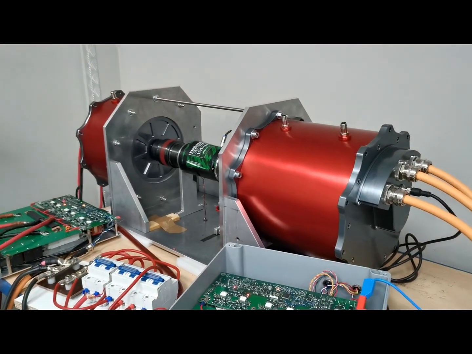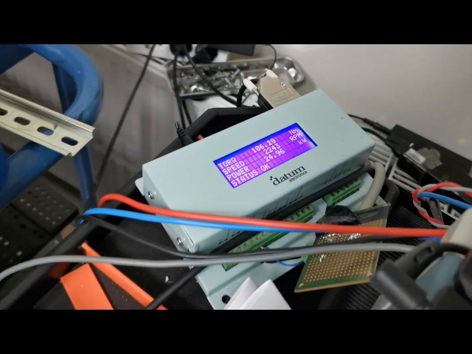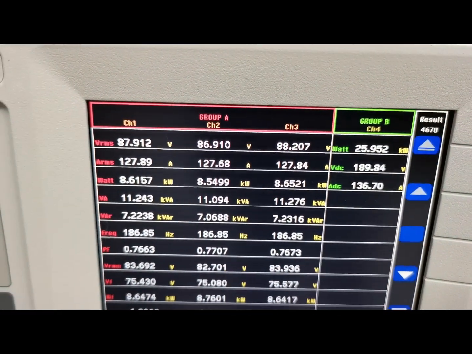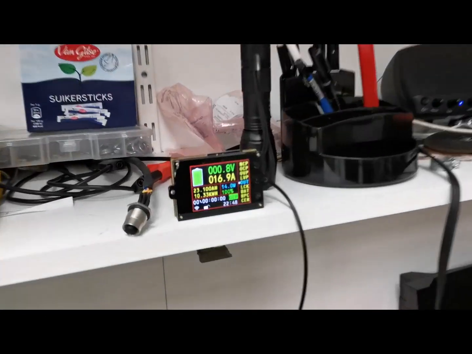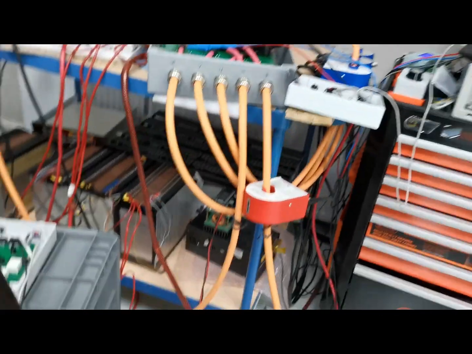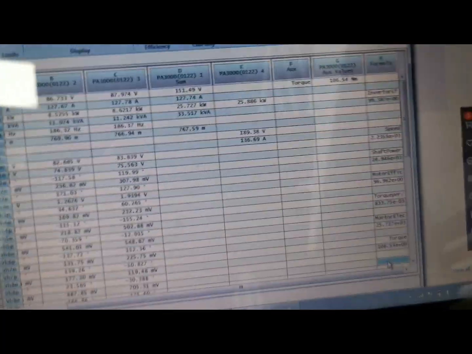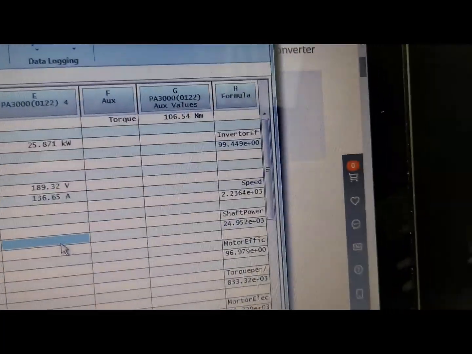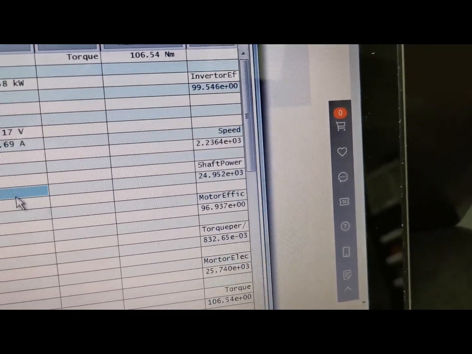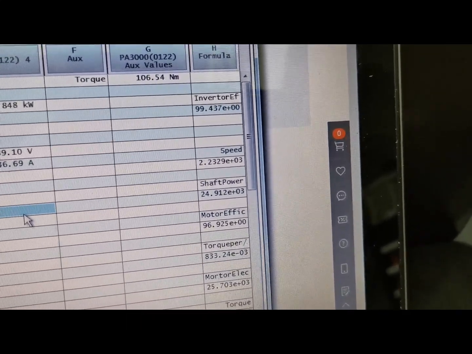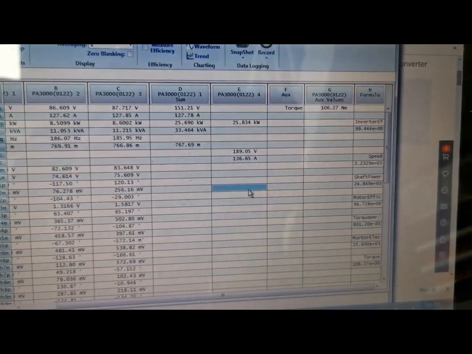So it's running. Now it's running at 106 newton meters, 127 phase current, and 136 amps drawn from the battery. But as we can see, from the battery actually it's drawing only 16 amps, the difference in efficiency. And we can also see the parameters of the inverter and the motor efficiency. Inverter efficiency 99.4, motor efficiency 96.9%. So this is really good.